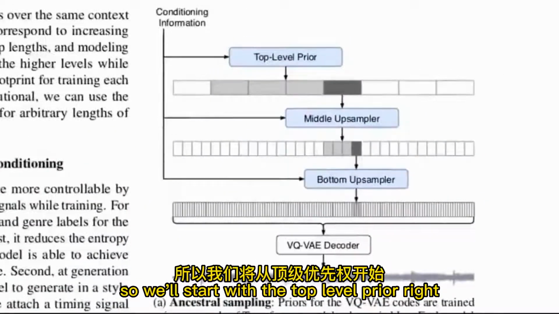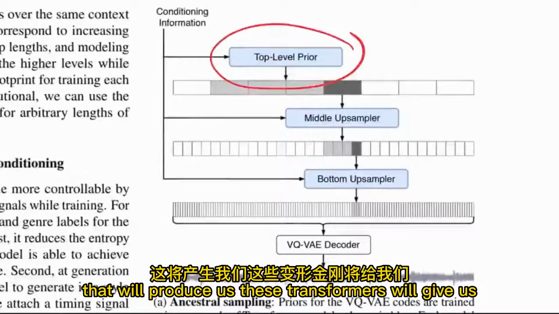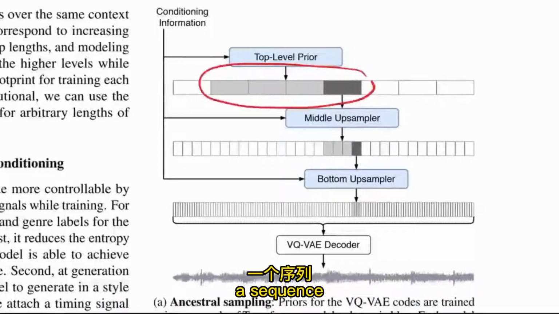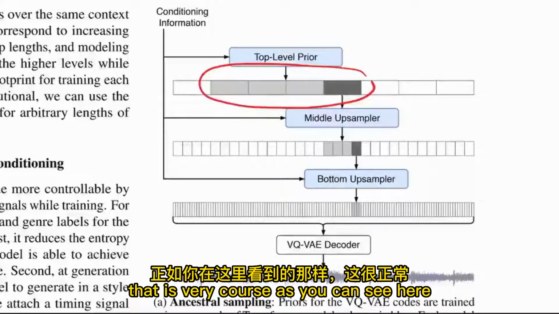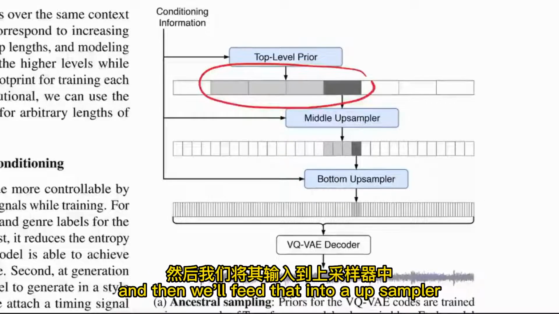So we'll start with the top level prior, right? These transformers will give us a sequence of tokens in the hidden space that is very coarse, as you can see here. And then we'll feed that into an upsampler.